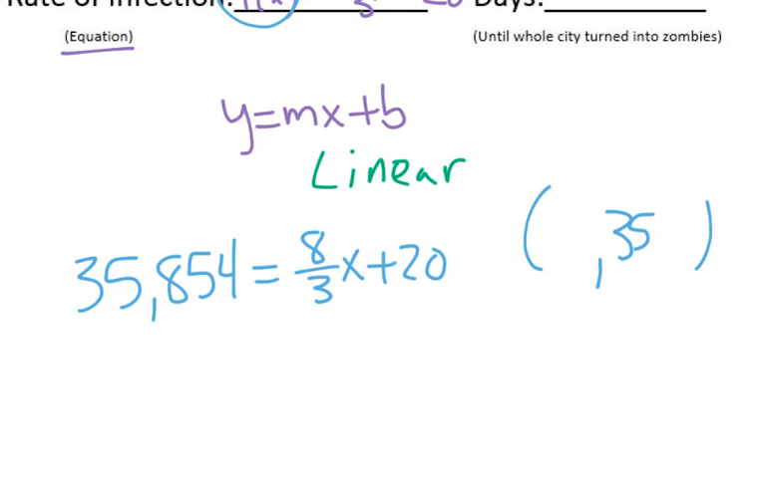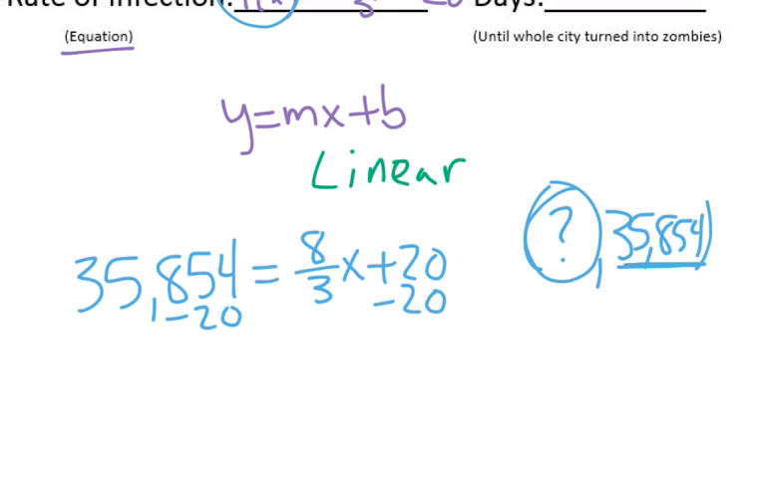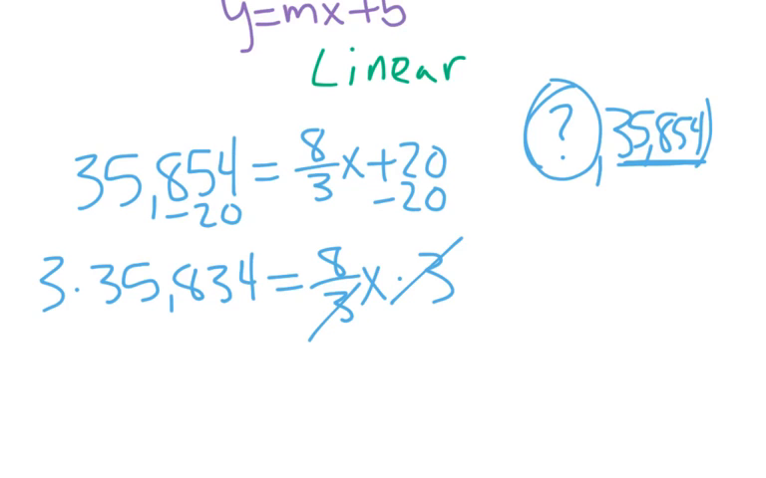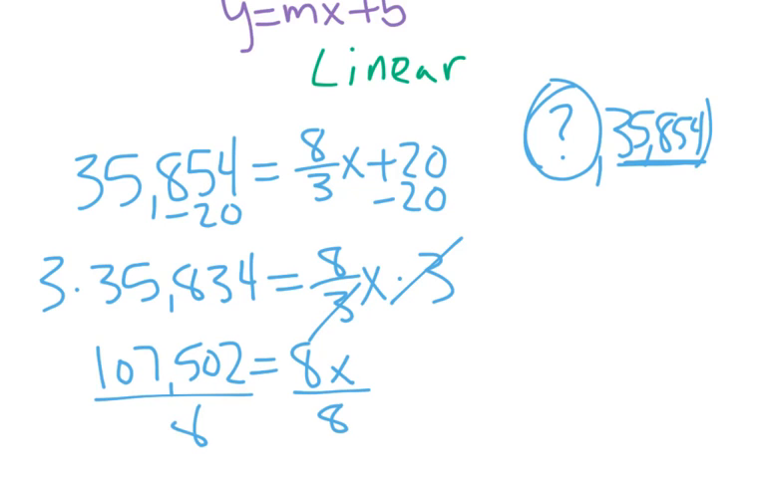If I have this point, how many days to get me to that? So we'd start out by subtracting 20, subtract my y-intercept, so 35,834 equals 8/3 x. Then I'm going to multiply everything by 3 to get rid of that 3 because it's dividing by 3. So 3 times 35,834 gives me 107,502 equals 8x. Then we divide by 8 to get rid of those 8's.